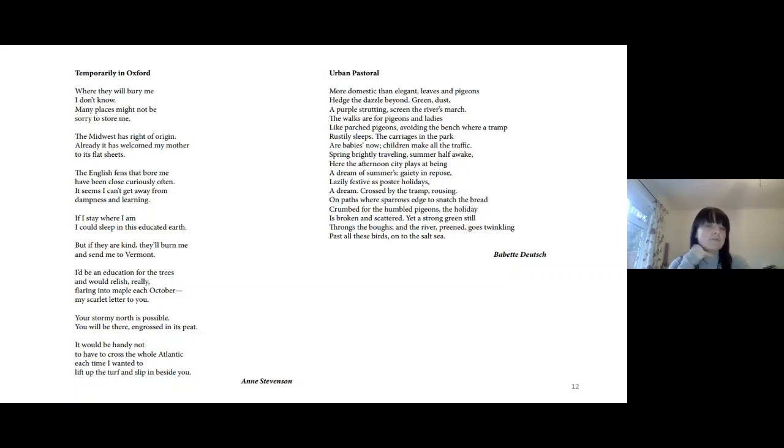I'd be an education for the trees and would relish, really, flaring into maple each October, my scarlet letter to you. Your stormy north is possible. You will be there, engrossed in its peat. It would be handy not to have to cross the whole Atlantic each time I wanted to lift up the turf and slip in beside you.